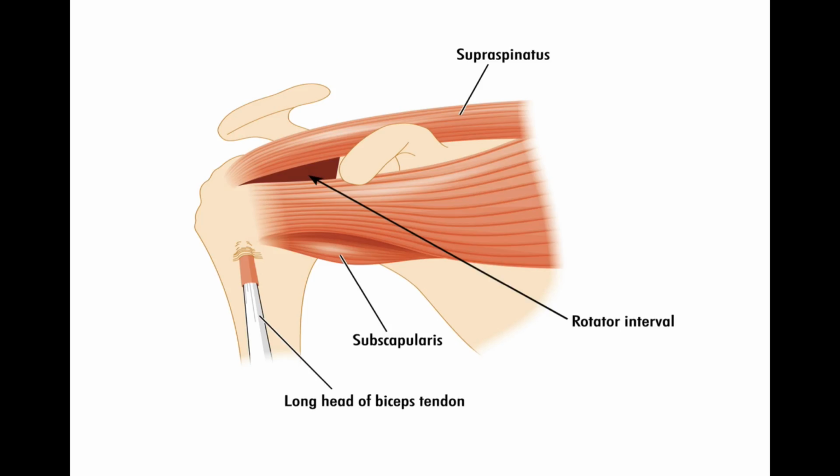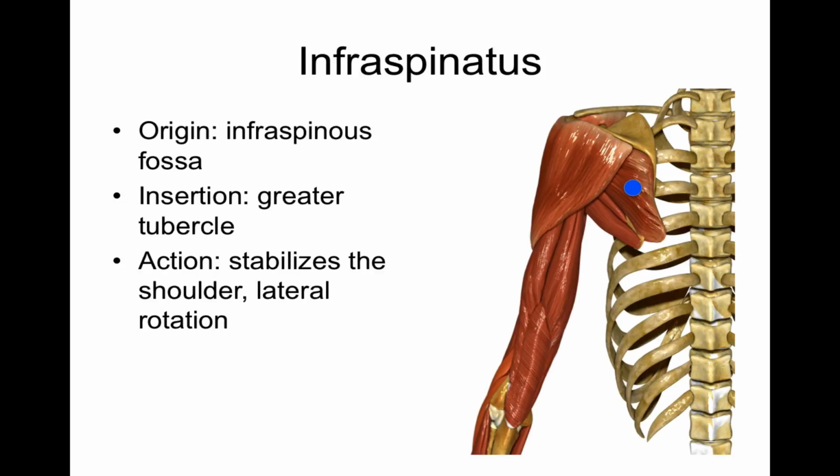There's the supraspinatus. So notice its location superior to the coracoid process, and the origin here is the supraspinous fossa. Infraspinatus simply attaches at the infraspinous fossa. The insertion, just like the supraspinatus, is the greater tubercle, the roughened portion, proximal part of the humerus on the arm. The action is to stabilize the shoulder, and it's involved in lateral rotation.